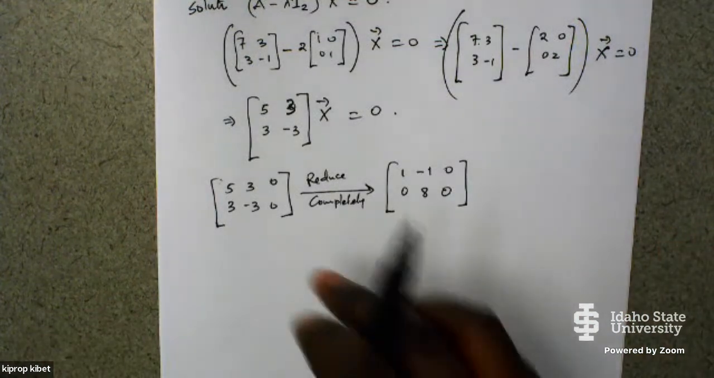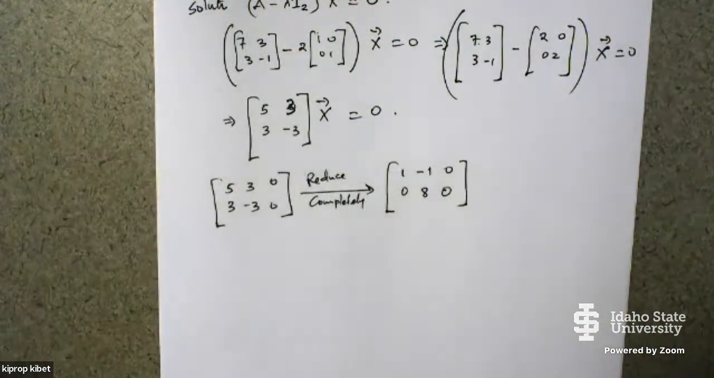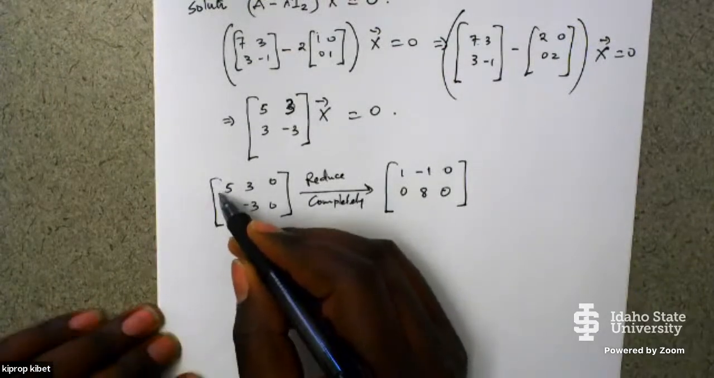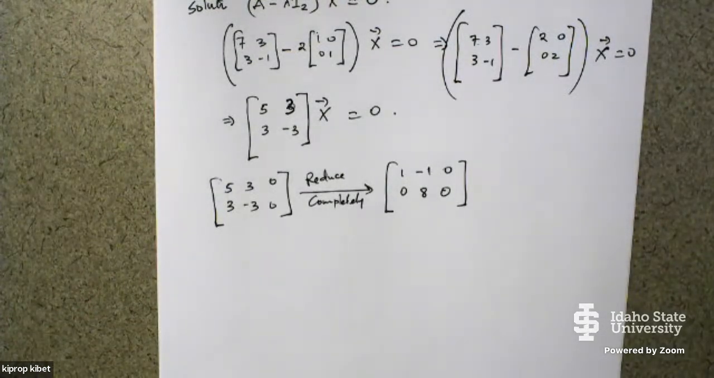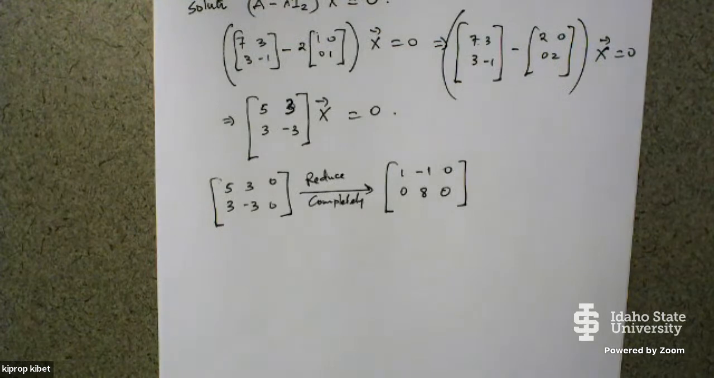So what you do is you can switch this and that, okay? And then you divide by 3. So you switch this one, it comes up here, and then you divide by 3, and you get 1. So once you reduce, you get that.